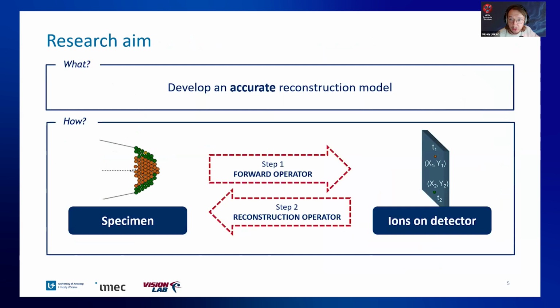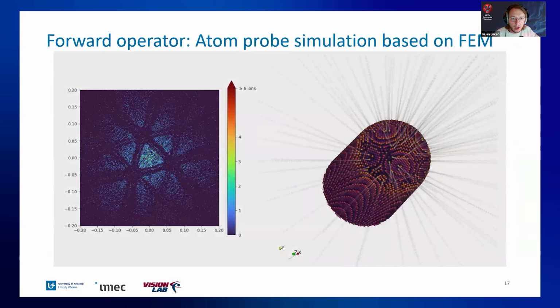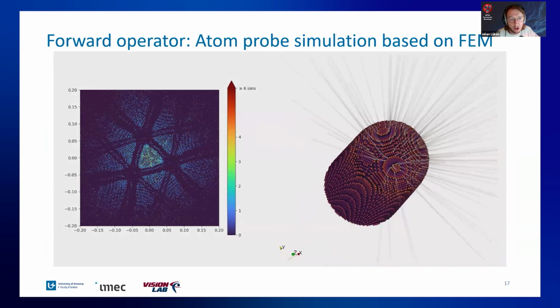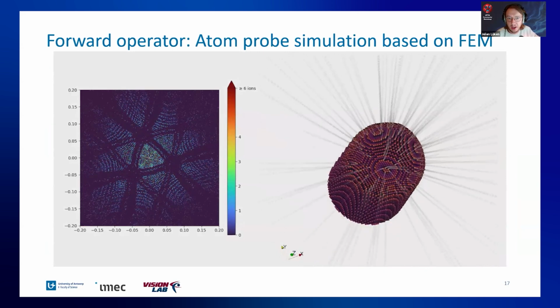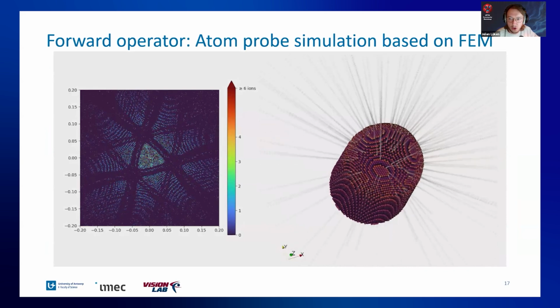This is why our aim is to develop an accurate reconstruction model, and to do this, we want to follow these 2 steps. Step 1 is the development of an accurate simulation model of evaporation, and the forward operator developed in step 1 will be used in step 2 to inform a reconstruction model. The forward operator we developed is called ADAPTS. It's the Adaptive Atom Probe Tomography Simulation Library. It's currently still a work in progress.